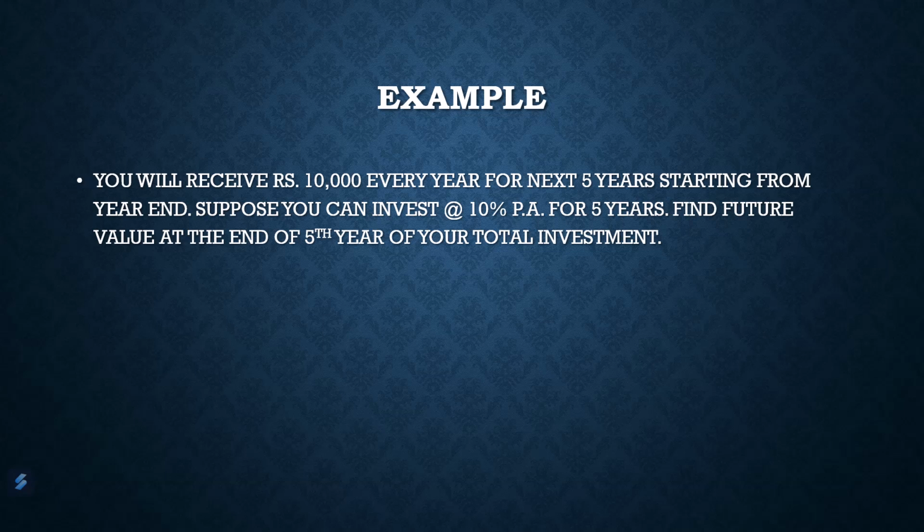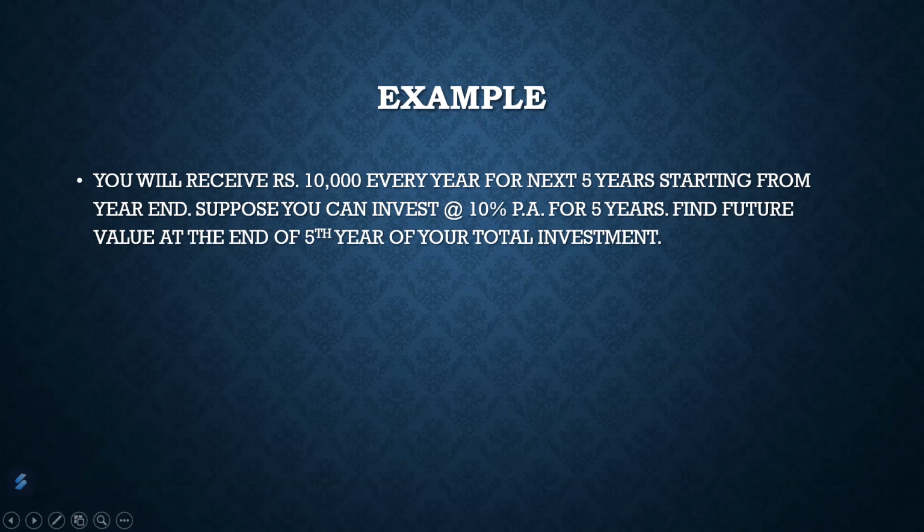So basically, first of all, you will notice that you are going to receive this 10,000 rupees every year. So it's an annuity because those two conditions for annuity are met: our cash flow should be the same for each and every period, and between two consecutive receipts or payments the time gap should be the same. So here both conditions are satisfied. 10,000 rupees you are going to receive every year for the next 5 years, and it is starting from year end. So it's an annual annuity regular.